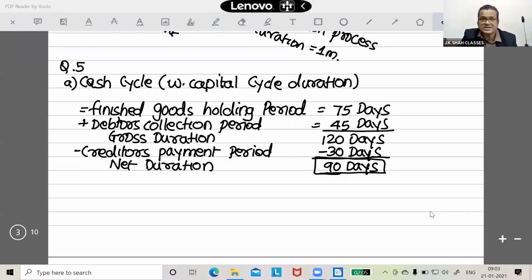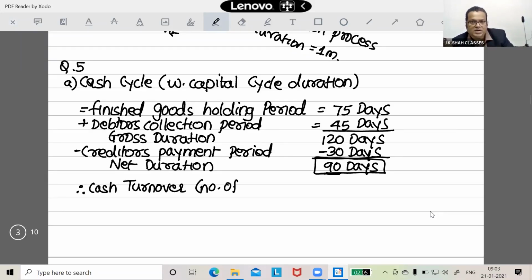That is the next question. See, that is what is asked. You're asked the cash cycle that we have done, and you're asked the cash turnover over here. Therefore, cash turnover, that is the number of cycles. As simple as that, 360 divided by 90, that is 4 cycles.